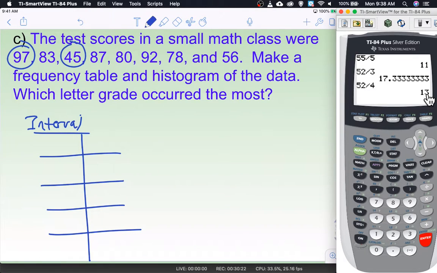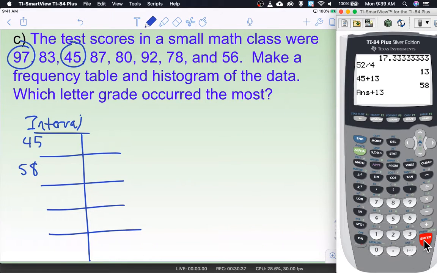Each category would be 13 big. I'm okay with that. Sure, let's try that. So I go 45. If I add 13, the next category would start at 58. And I add 13. The next category would start at 71. And I add 13. The next category would start at 84. And I don't think I need any more because this should be bigger than the biggest number.